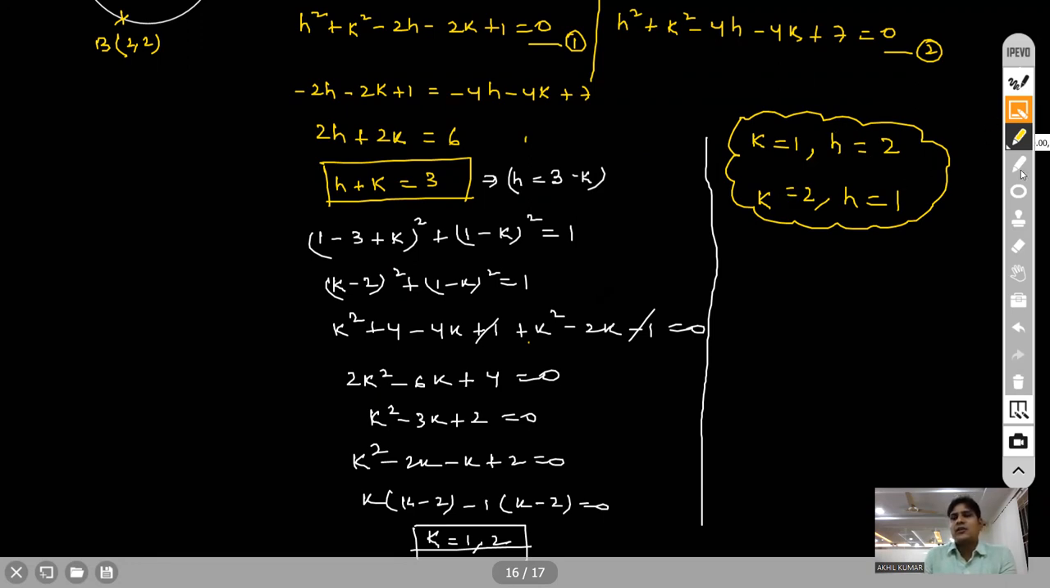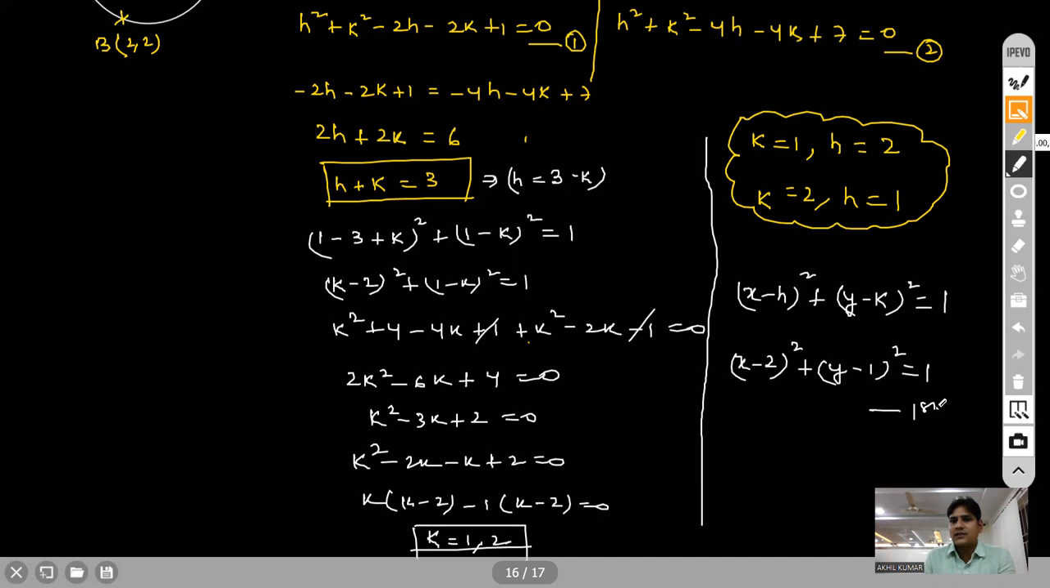So putting this in our original equation, x minus h whole square plus y minus k whole square is equal to 1, this is what we assumed, no? The equation of circle. So let me put h is 2. This will become x minus 2 whole square plus y minus, when h is 2, k is 1, y minus 1 squared is equal to 1. This will be our first equation.